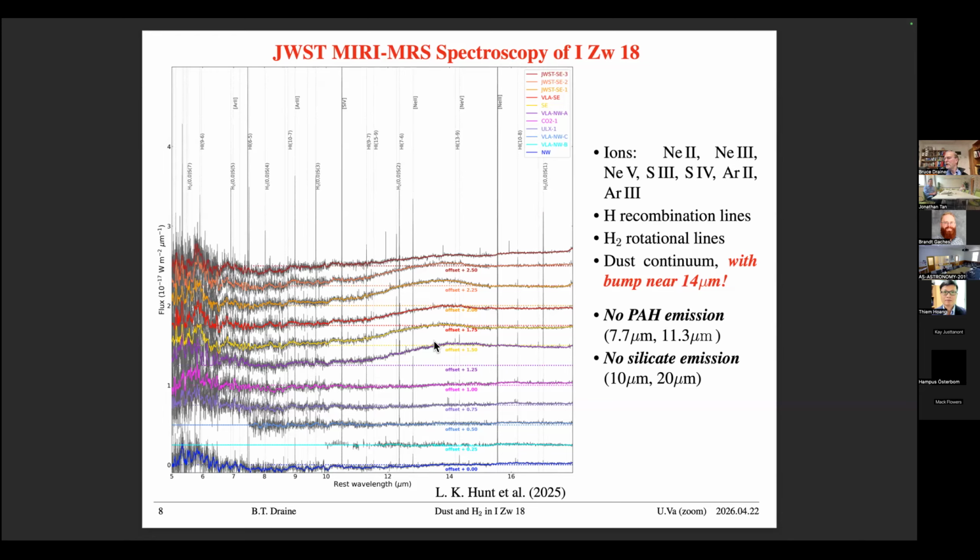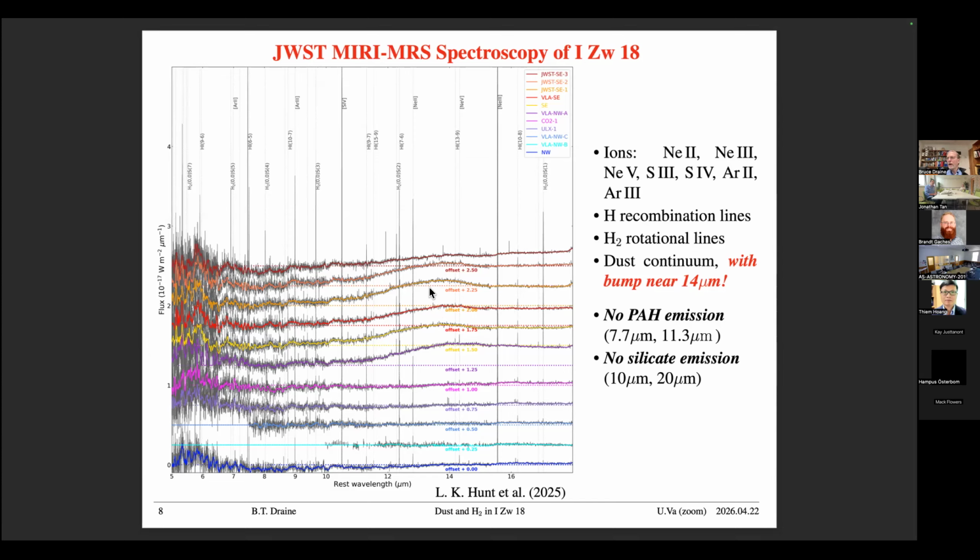But if you took this position here, well, this is where the zero level for that position is. That's a very significant detection of a dust continuum in addition to the emission lines. And several other positions here also show very significant excess over where the zero level is estimated to be.